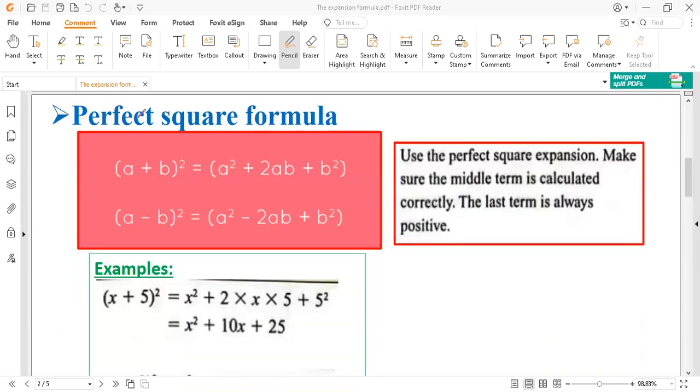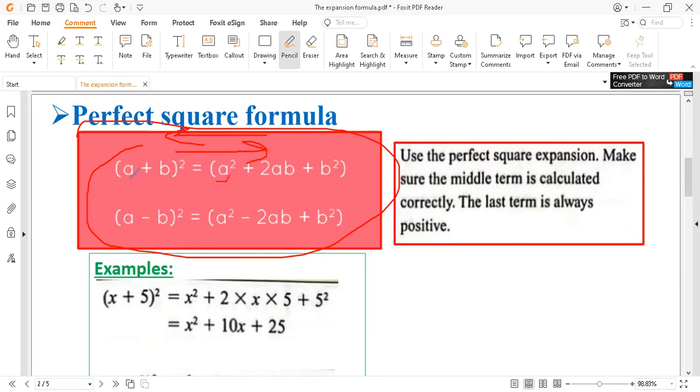First of all, starting with the perfect square formula, we have (a plus b) squared and (a minus b) squared. So first of all, (a plus b) squared: in this direction we do an expansion, and in this one we do a factorization. With expansion, we obtain a squared plus 2ab plus b squared.